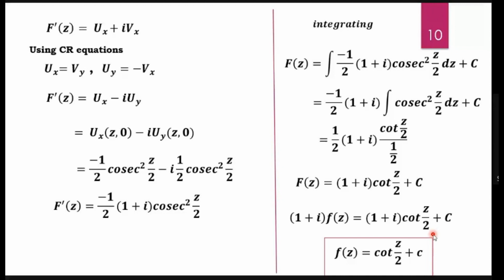Hope all of you are following this step. Milne Thomson Method, quite simple. Derivative करना और integration करना है in the end. Formulas mix नहीं होने, but that is only the thing to be taken care.